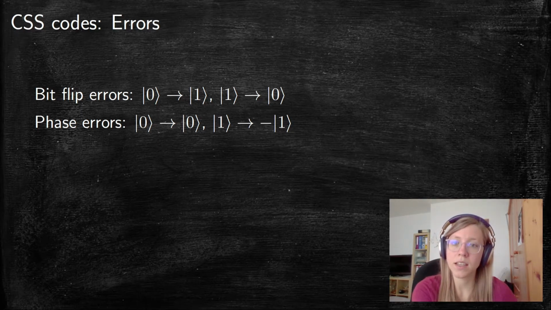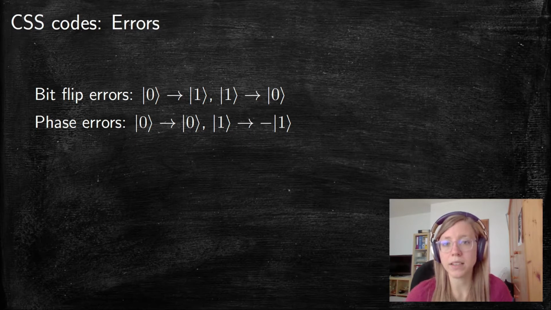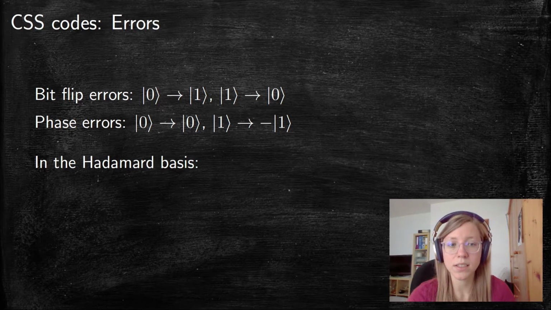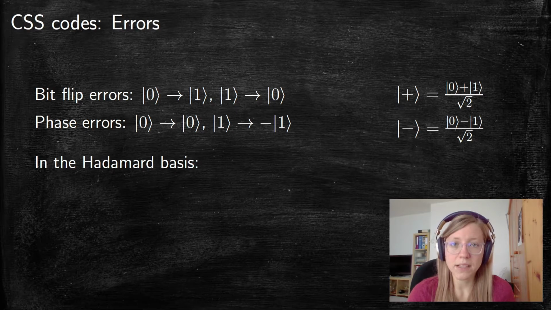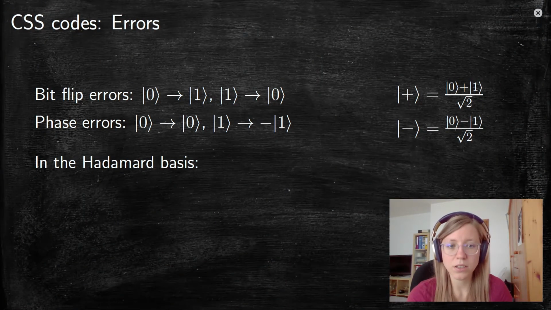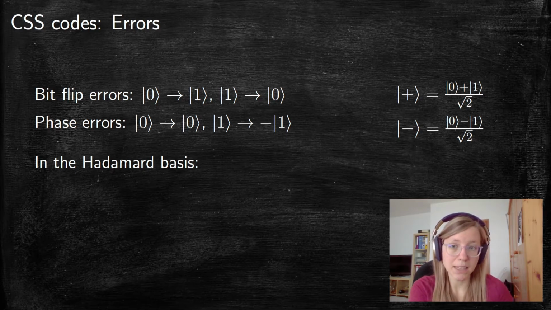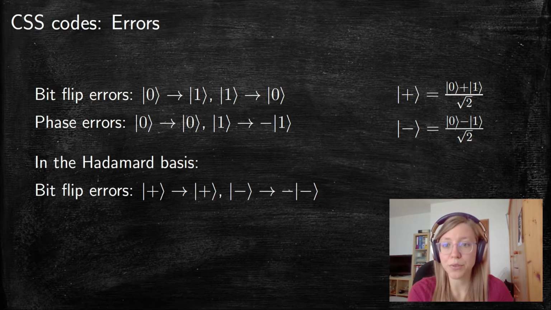Note that the definition of these errors was made in the computational basis, but there is another basis for qubits that we can use. It is the Hadamard basis. It is also a basis of the qubit state space, and the connection to the computational basis is given on the right side. So the basis states are plus and minus, and they are simply linear combinations of computational basis states. In the Hadamard basis, the errors have a slightly different form.